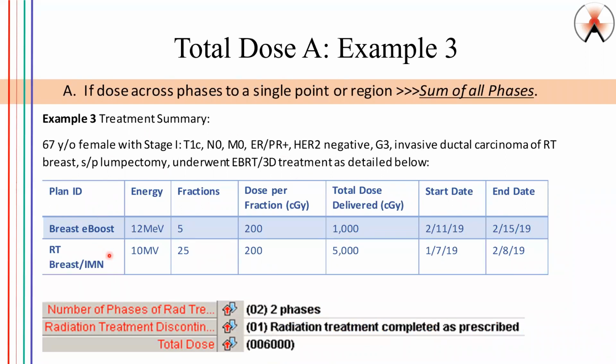And for the breast, in both cases, in both phases, it is the breast. Different volumes, but it is nevertheless the breast that is the primary target for this external beam radiotherapy treatment. So rule number A tells us just add it and you get 6,000.